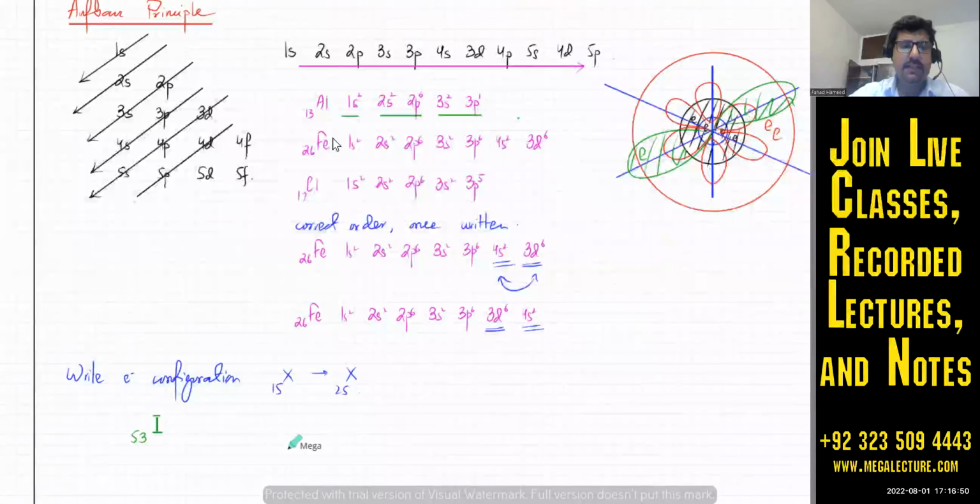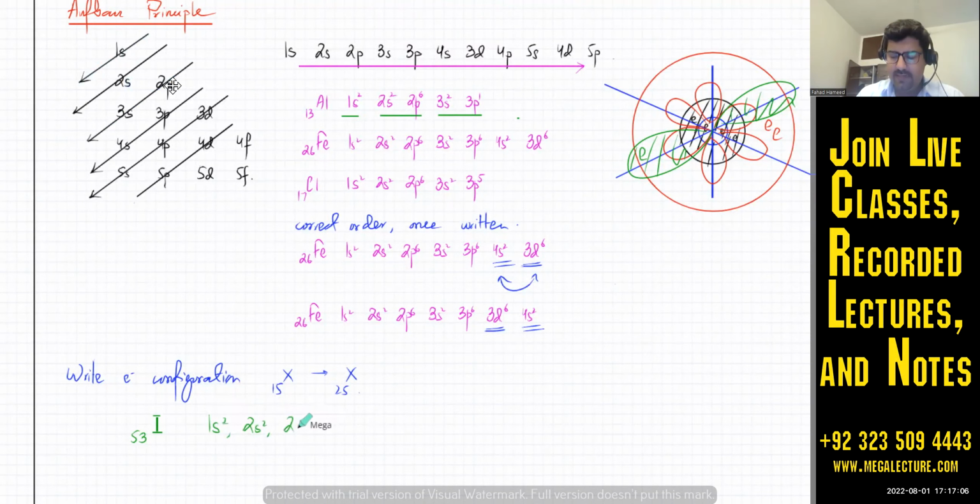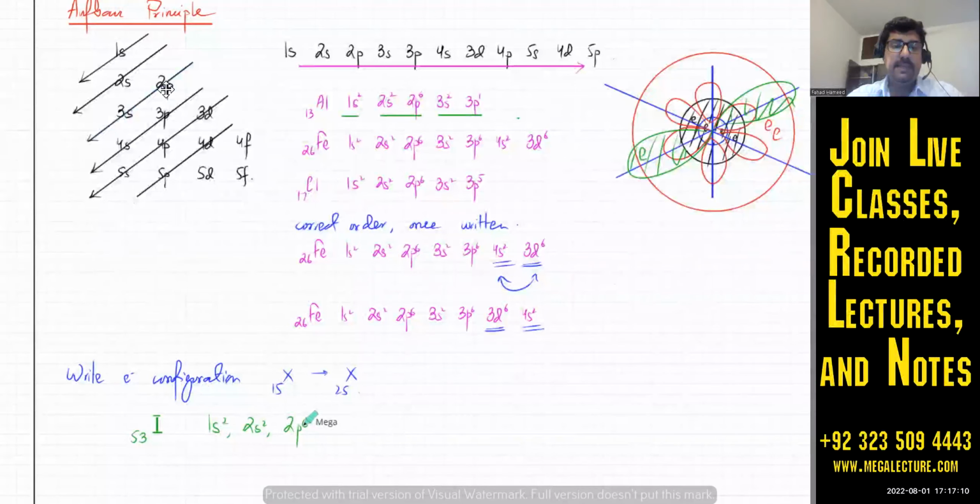So just start following the arrow. Iodine has 53 electrons. So the first one, that's 1s2. After 1s2, what will come? That's 2s2. Then you have 2p6. Remember these are subshells. P has 6 electrons.